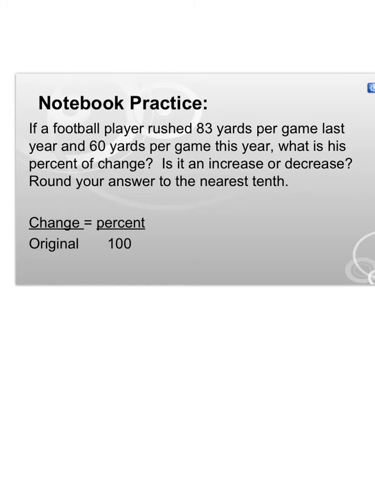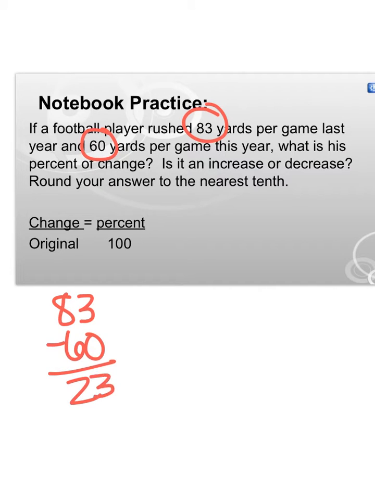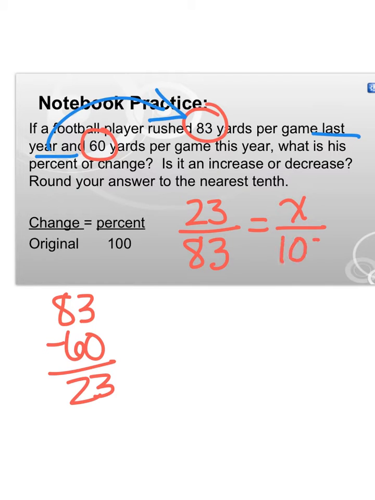All right, so the first thing we need to figure out is the change between the rushing yards last year and the rushing yards this year. So we take the bigger number minus the smaller number, and there was a change of 23 yards. So that's my numerator. Then I have to figure out the original amount. It says right here, last year he had 83. So 83 becomes my denominator, and that equals the percent over 100.